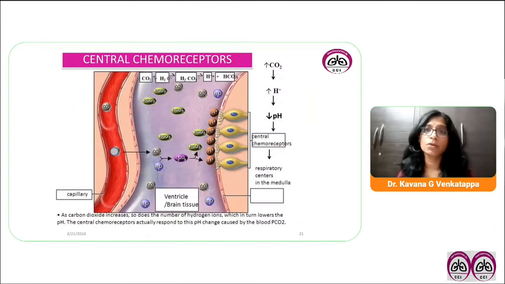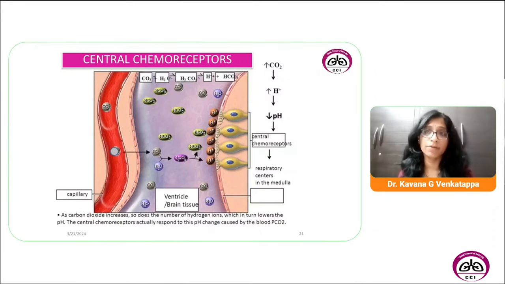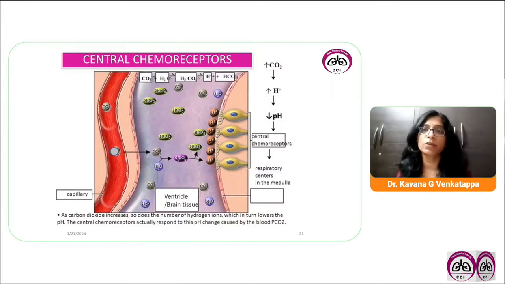Central chemoreceptors, how the central chemoreceptors get activated. It's known that carbon dioxide penetration across the blood-brain barrier and the blood-CSF barrier is very fast, but H+ and HCO3- penetrate very slowly. Because of this, when carbon dioxide gets into the CSF, it gets hydrated, resulting in the formation of H2CO3, which again splits up to form H+ and HCO3-.